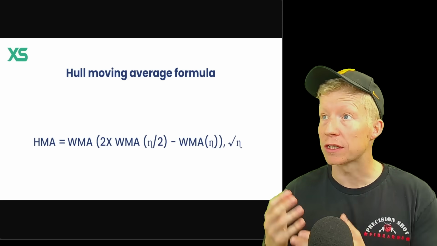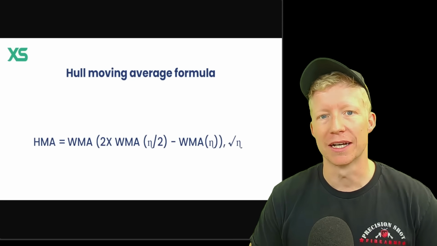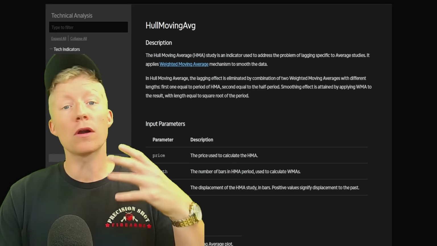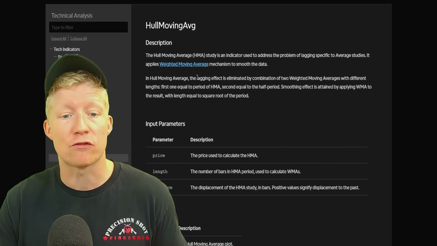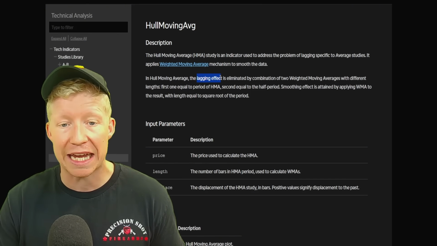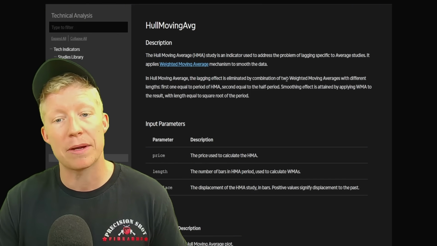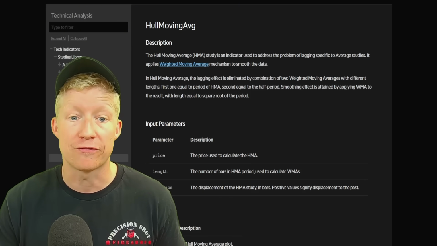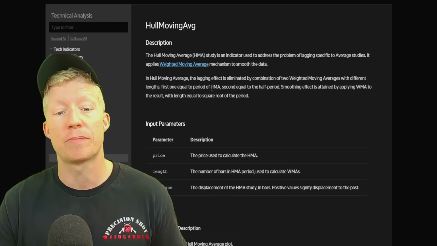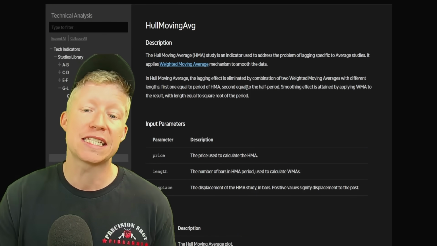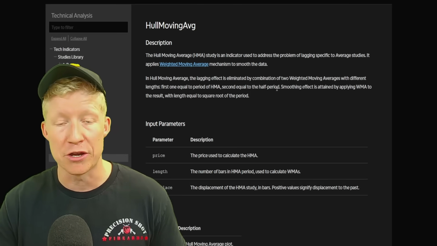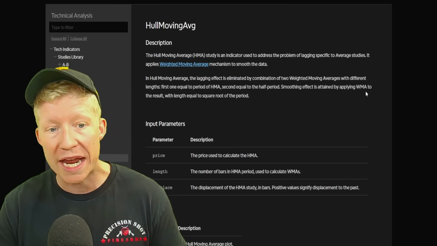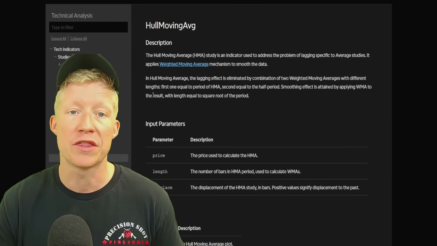It does so by utilizing the following formula. Don't worry, I don't understand this either. In more layman's terms, the Hull moving average is able to eliminate the lagging effect by utilizing a combination of two weighted moving averages with different lengths. First one equal to the period of the Hull moving average, second equal to the half period. Then there is also a smoothing effect attained by applying weighted moving averages to the result.